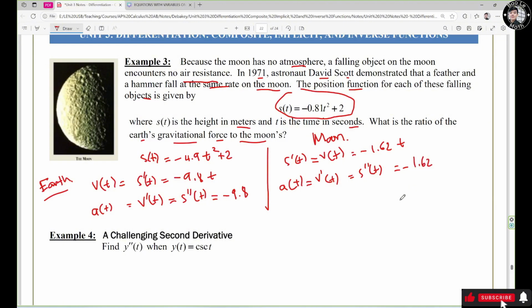Now, you're going to take the ratio of Earth to moon. So, Earth to moon is going to be negative 9.8 over negative 1.62, right? So, if you use the calculator, it's going to be around 6.049. The Earth's gravity is 6 times that of the moon, right?